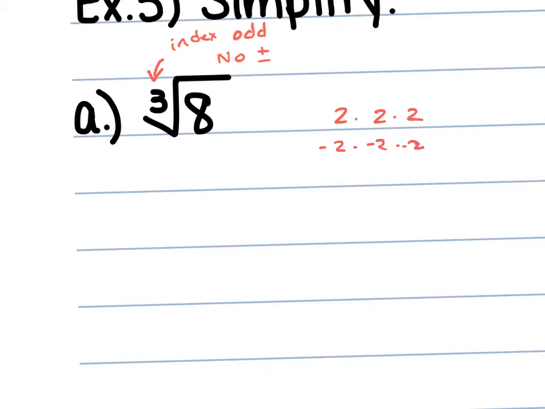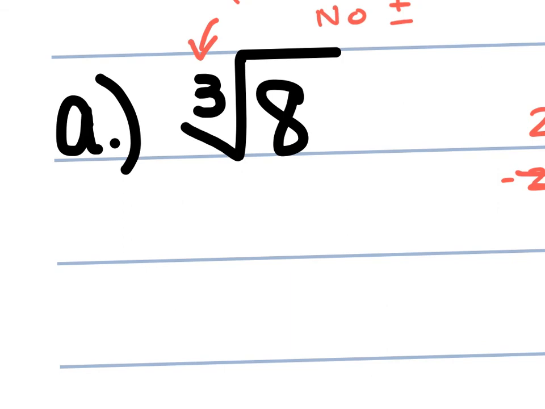What does that become? Negative 8, a different number, so that won't work. And that'll happen anytime you have odd numbers. So when you see your index is odd, you're going to go, okay, there's no plus or minus on there. If it's even, there is definitely a plus or minus.